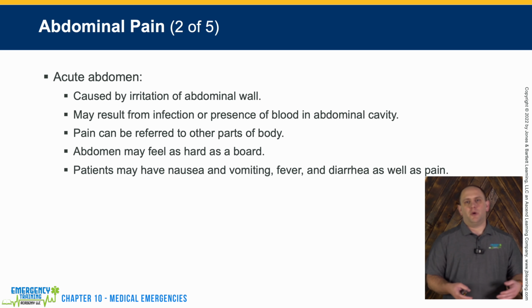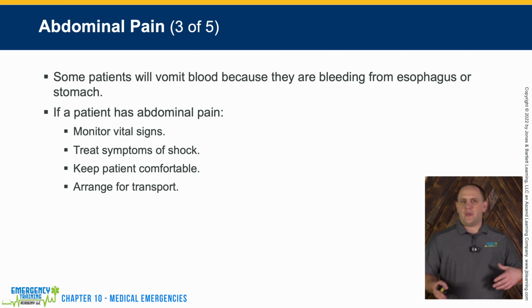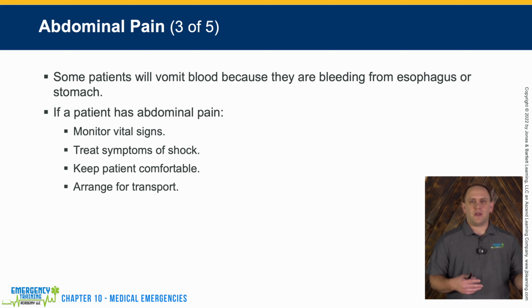With our abdominal pain patients, we're often going to see nausea and vomiting and fever with all sorts of different abdominal complaints. Sometimes with that nausea and vomiting, it could be that they are vomiting blood. This could be because they are bleeding either in their stomach or in their esophagus. So determining the color of the blood that we see in those patients is important.